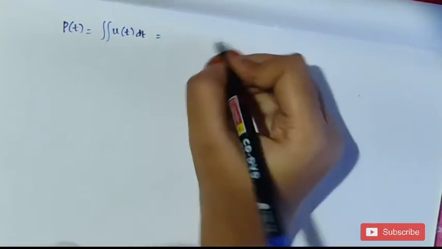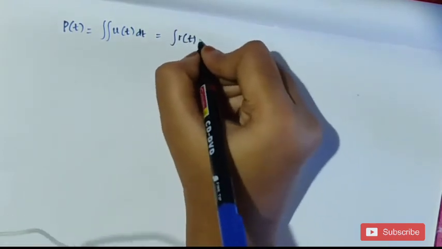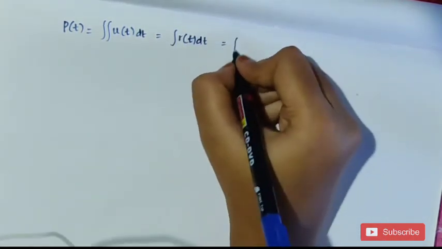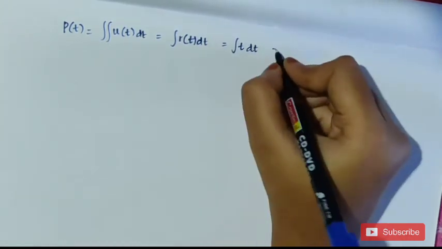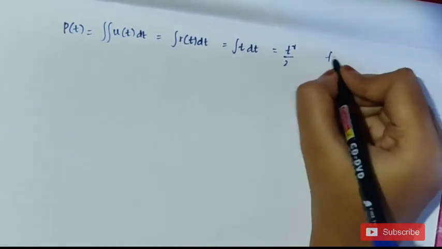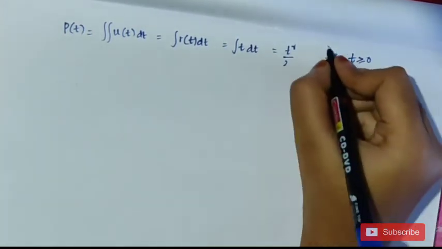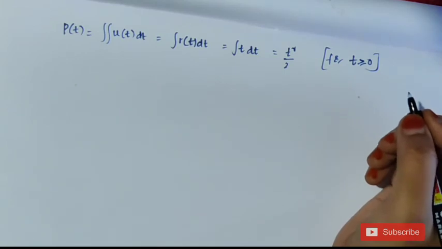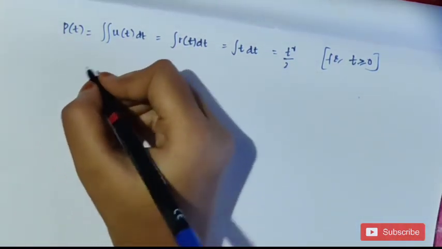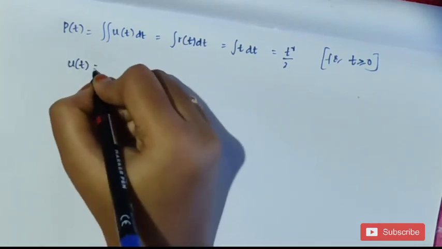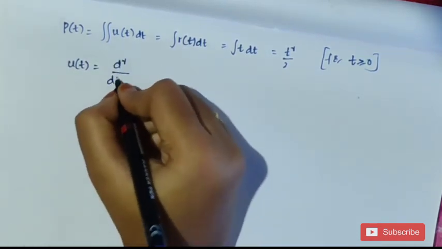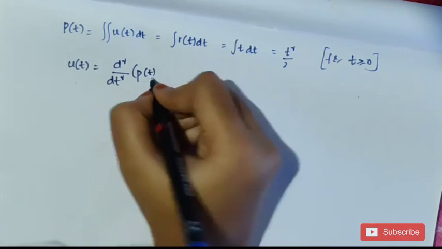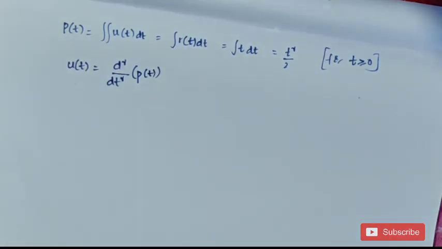We know that the integral of u of t is nothing but r of t, that is, integral of r of t dt. R of t is the integral of t dt. The integral of t is t square by 2 for t greater than or equal to 0. This is the relation between P of t and u of t, or we can also write it as u of t is equal to d square by dt square of P of t. That is, it is the relation between unit parabolic function and unit step function.